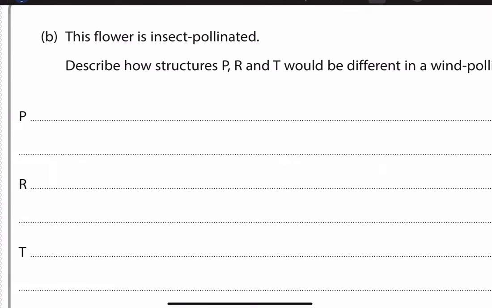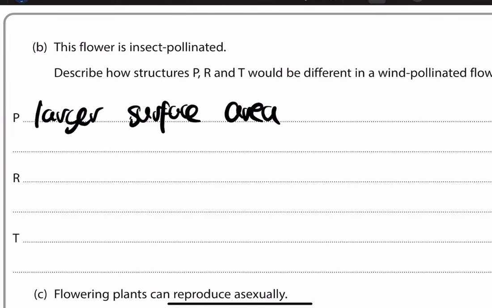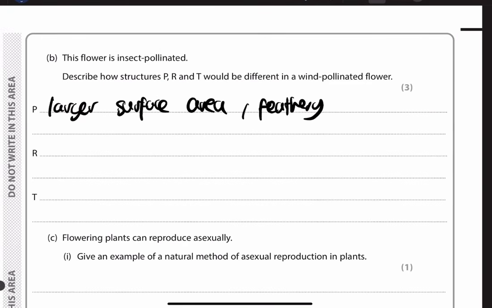it's more exposed, right? Because in the insect pollinated plant, it's going to be quite a precise event when the pollen is brought to touch the stigma. But in a wind pollinated plant, the pollen is just flying throughout the air, and you just want to hope that you catch some pollen with your stigma. So in this case, you want a larger surface area, right? And you want a feathery part, P.